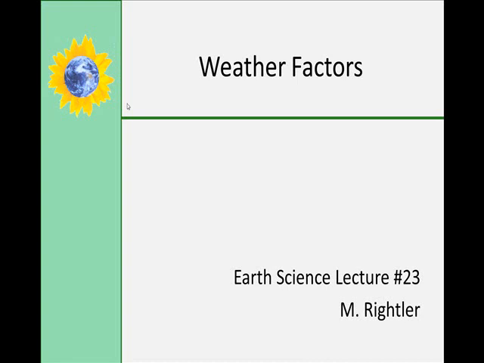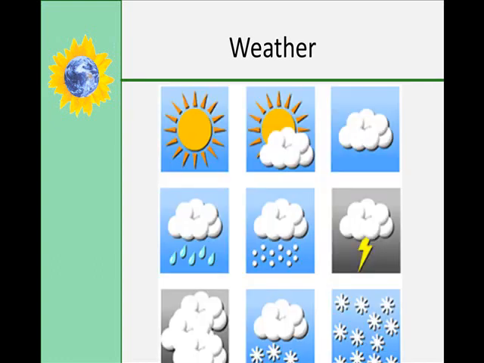Okay, today we're going to continue on with meteorology, and we're going to start talking about the factors that affect weather. Weather is defined as the local condition of the atmosphere and the short-term changes in this condition. Weather is described by the measurement of atmospheric variables such as temperature, pressure, winds, and moisture content.